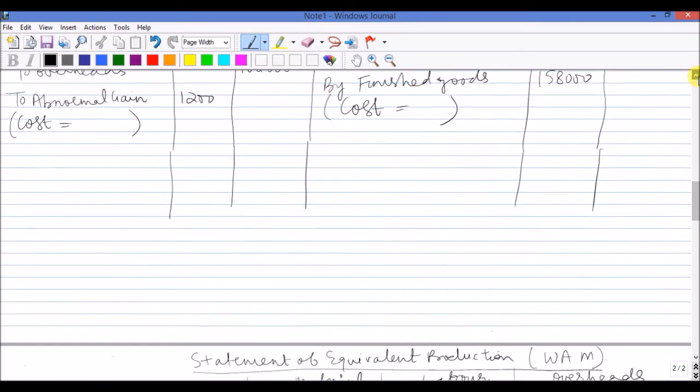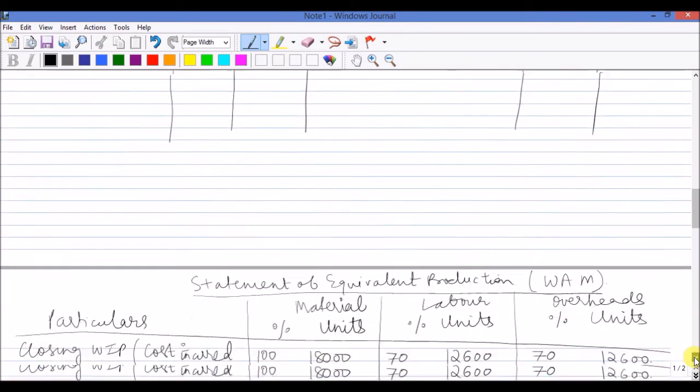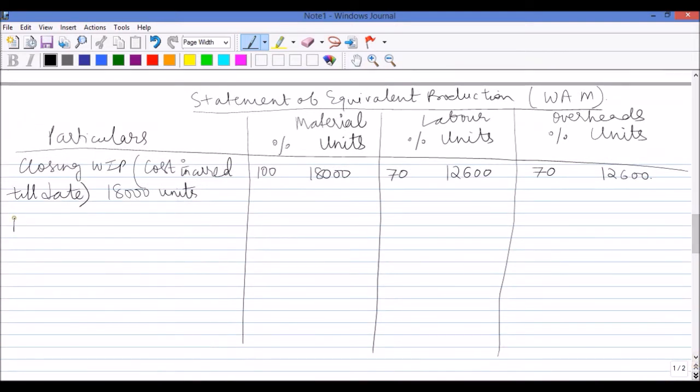Then friends, now we need to find what happens when there is an abnormal gain, and here also we need to find the cost. So now we have abnormal gain, and friends, remember one important thing, very important thing, I'm highlighting something.